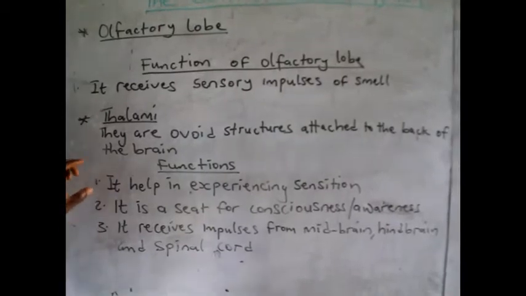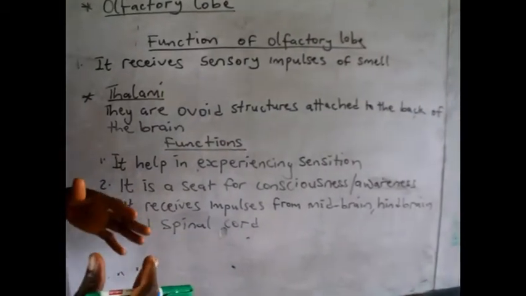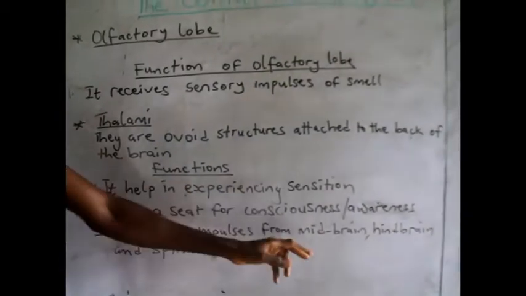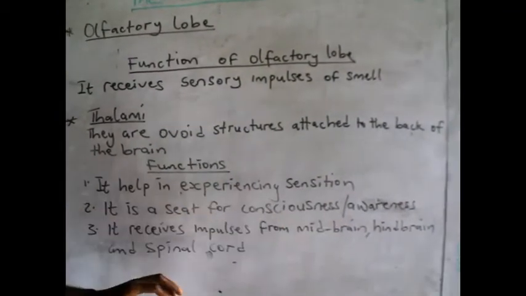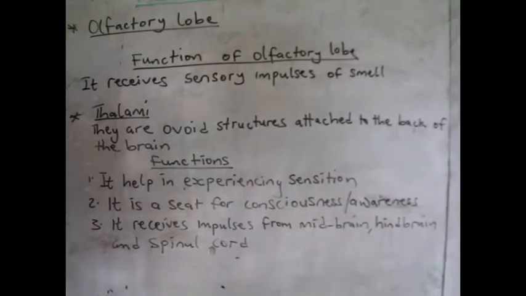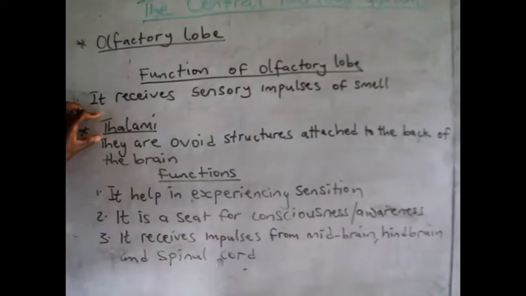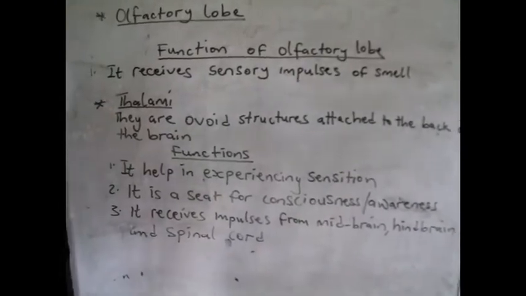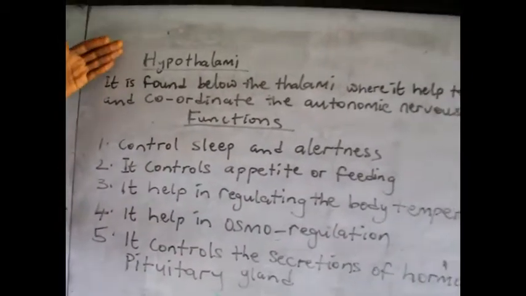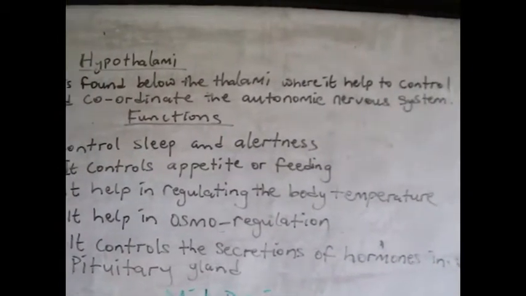Another major function of the thalamus is that it is an intermediate body. It's a link that connects the midbrain, the hindbrain, and the spinal cord. Whatever happens to those parts of the brain is being coordinated by this thalamus. Then it will give an interpretation. Let's quickly go to the second minor part of the forebrain, known as the hypothalamus.